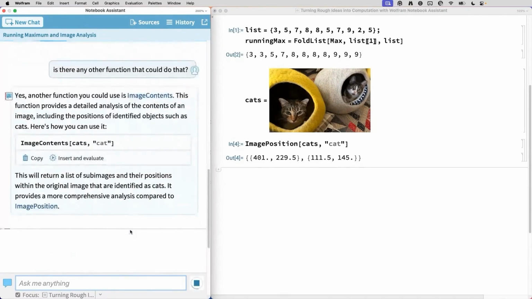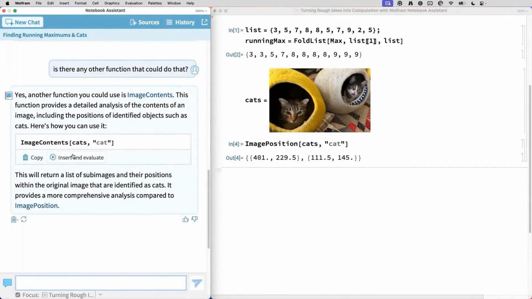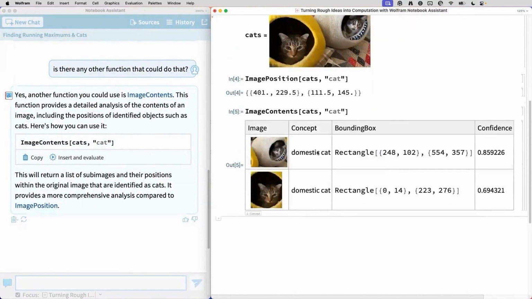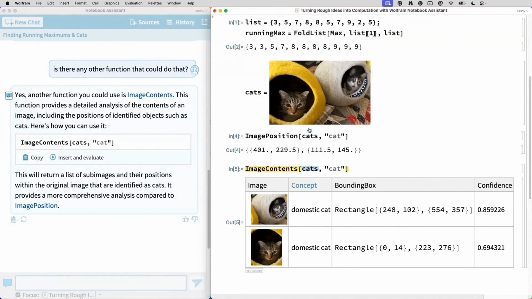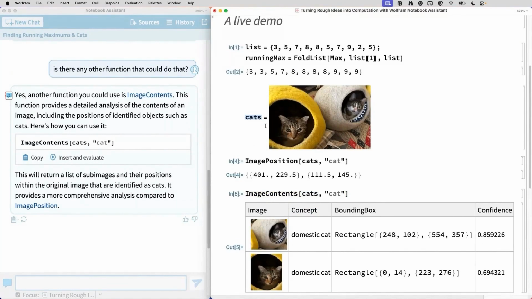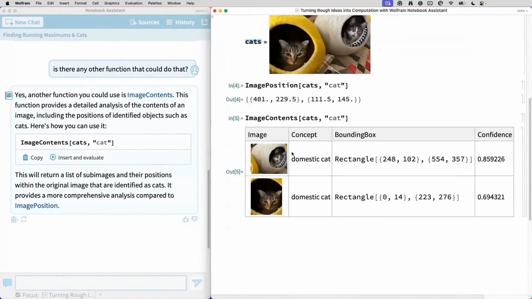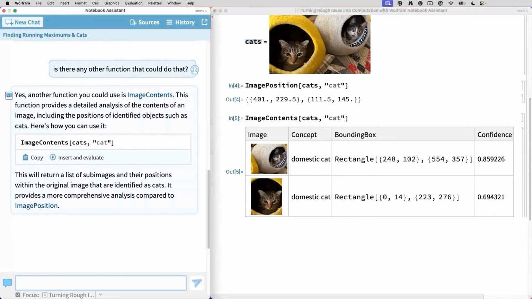Yeah, so you could use ImageContents perhaps. And then here we get a nice little dataset where it says, okay, we've looked in the image that I've called cats here. There's nothing special about calling it cats. It's just what I've called it. And we're able to see, oh, okay, there's a domestic cat, and this is the little thumbnail, and another domestic cat, and this is the little thumbnail. And here are the rectangles that are the bounding boxes for these cats. And here are the confidences that this thing has, that this thing is a domestic cat in each case. So that's pretty nice, if you ask me.